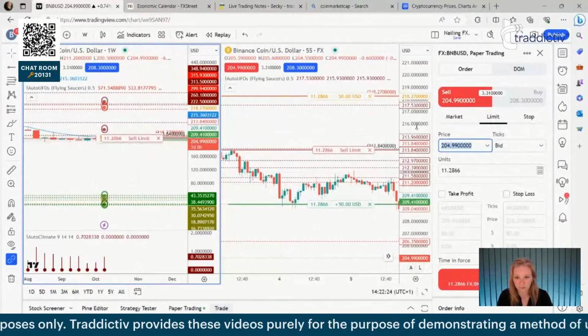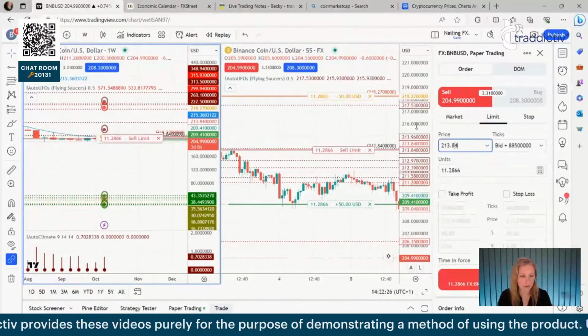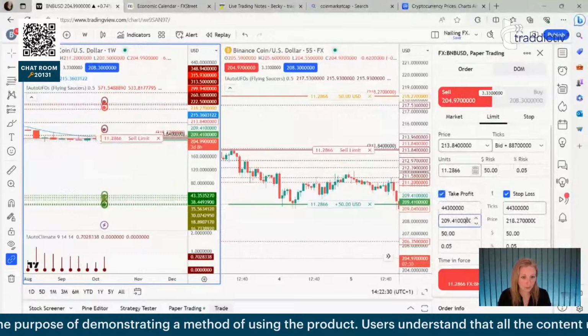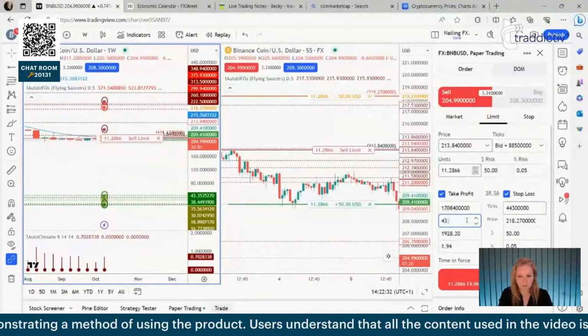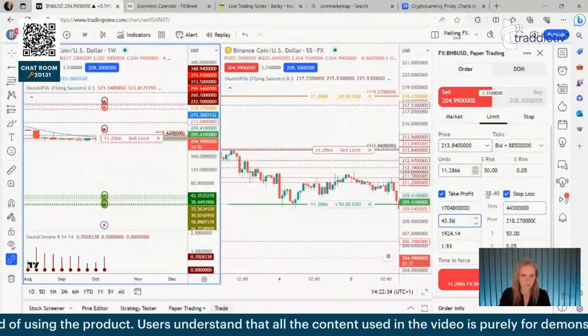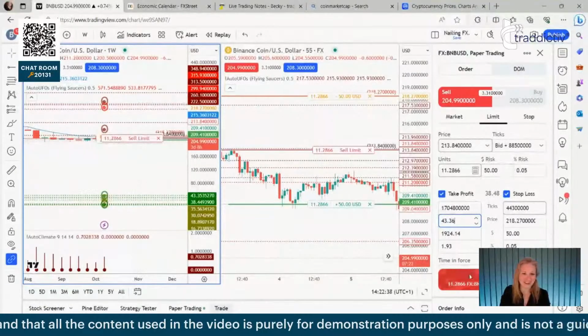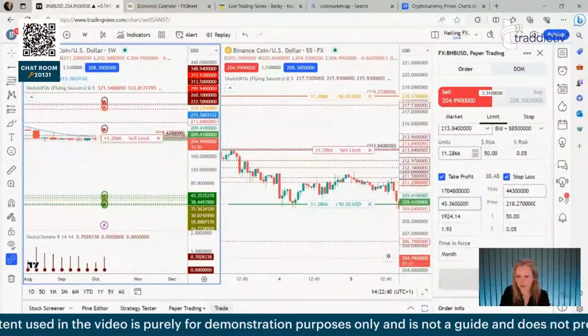Okay, so it was 213.84. Stop loss is the same, risk is the same. Profit target in this case, 43.36. You'll notice that's a 38 to 1. Again, unlikely that that's going to happen. It would be great if it did.